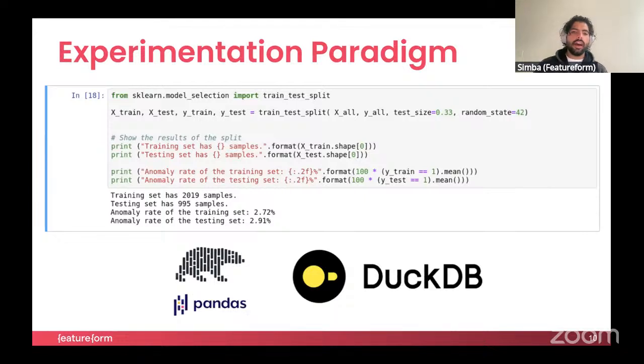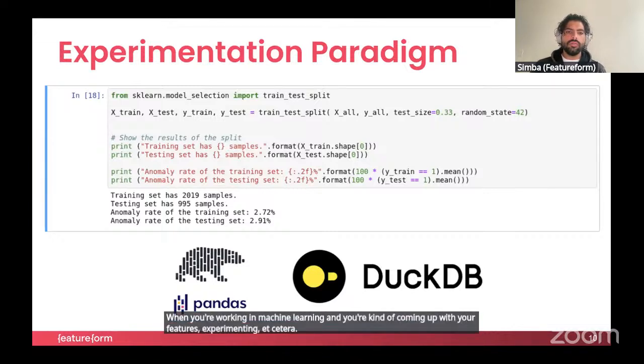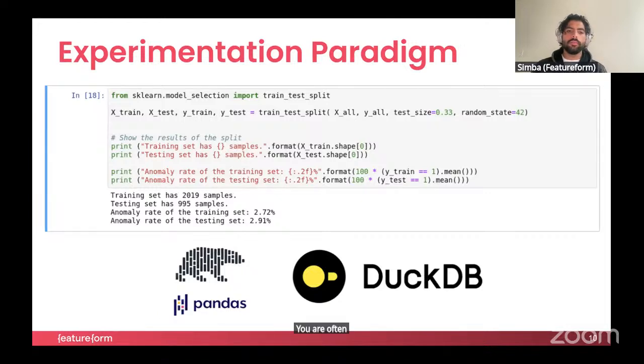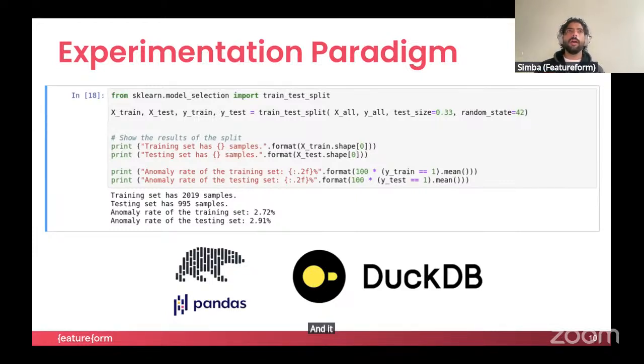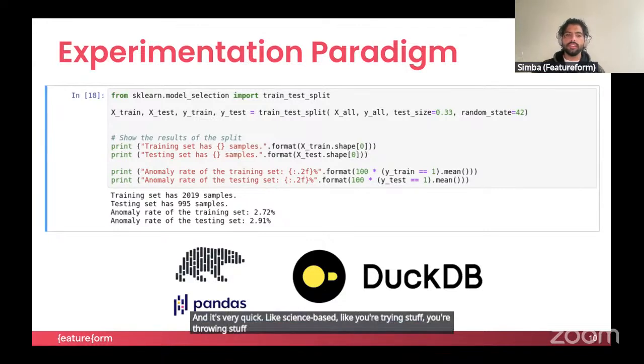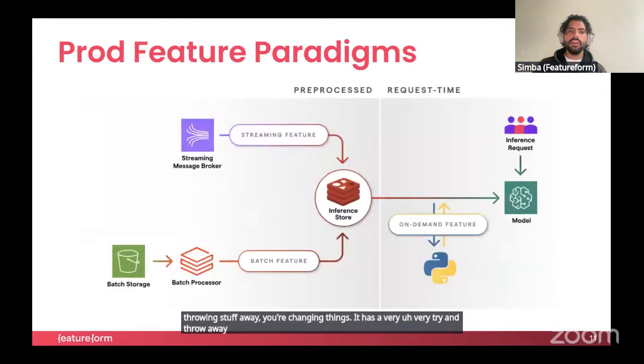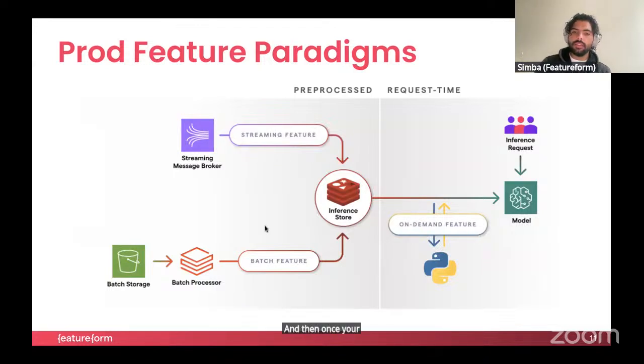When you're working in machine learning and coming up with your features, experimenting, etc., you are often working in a notebook. You're probably working in Pandas or DuckDB or whatever. And it's very quick. It's very science based. You're trying stuff, you're throwing stuff away, you're changing things. It has a very try and throw away type nature to it.